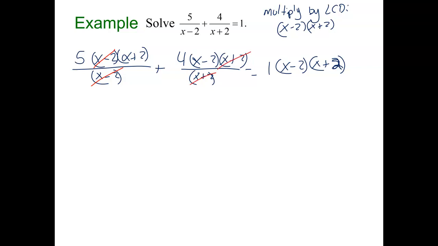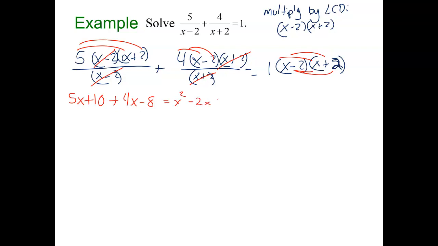Nothing. So let's distribute. What's 5 times x plus 2? 5x plus 10. Distribute again. And distribute again. Go ahead and take a minute and combine all your like terms, get that in standard form.